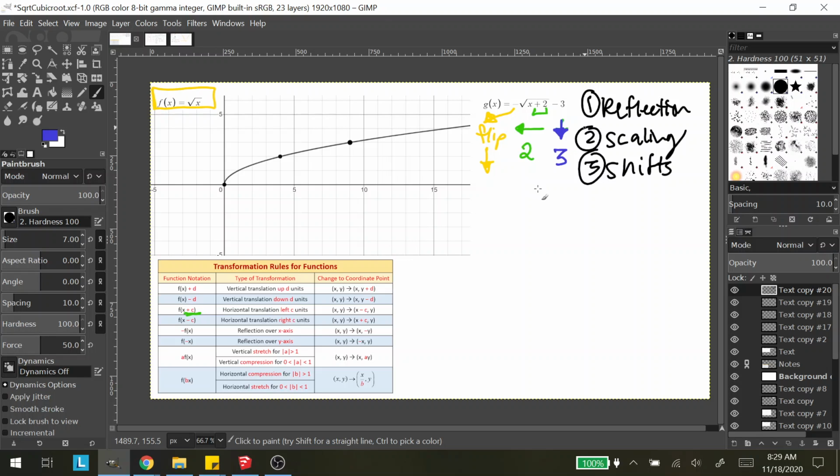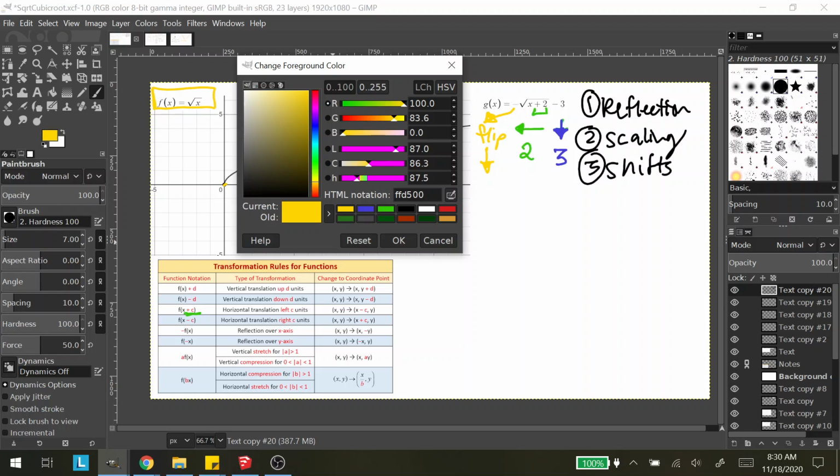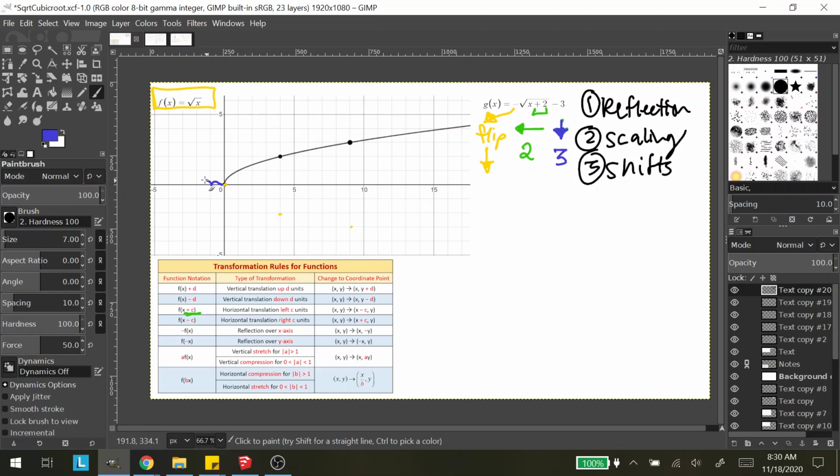Now we do our flip first, then we move 2 and 3. So this stays in the same spot for the flip. Guess I should color code. Stays in the same spot, flips down. Then I think it's going to be easier if I can just show you all at once. Over 2, down 3. That's my new point. Over 2, down 3. Over 2, down 3. It's off the graph, but that's okay.